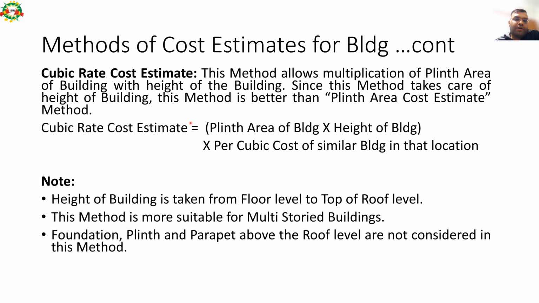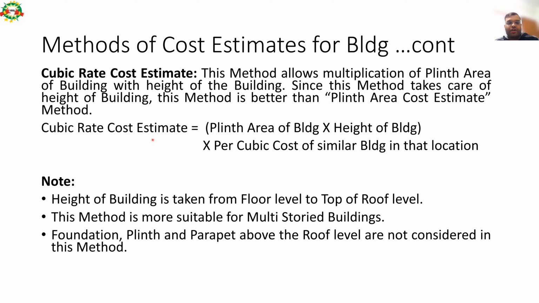The third method of cost estimation is the cubic rate cost estimate. This method multiplies the plinth area of the building with the height of the building. So the limitations which we discussed in the second method of estimation have been removed in this method. Since this method takes care of the height of the building, it is better than the plinth area cost estimate. So this question can come in the exam.